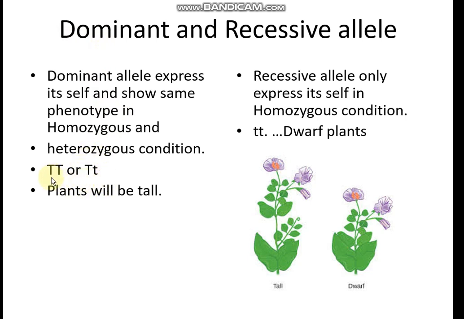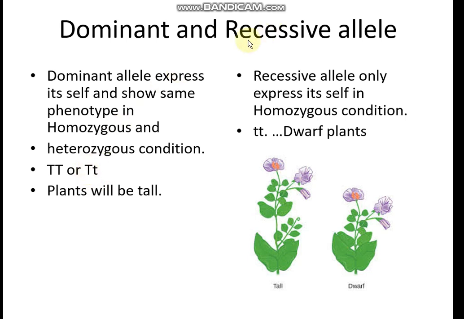For example, a person is receiving alleles of tallness from father and mother, the person will be tall, or the plant will be tall. But if a plant is receiving the allele of tallness from one parent and dwarfness from the other parent, the plant will be tall. The allele of dwarfness will be suppressed by the allele of tallness. That is why this is called a dominant allele.